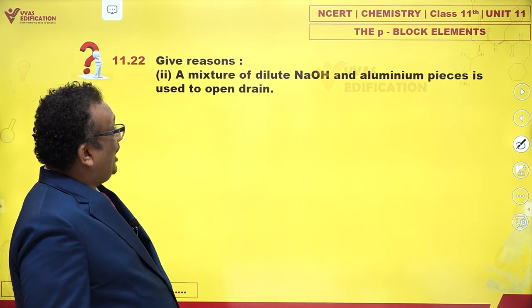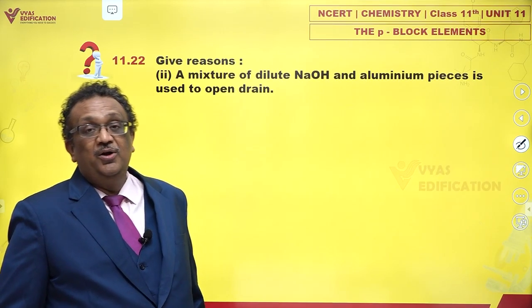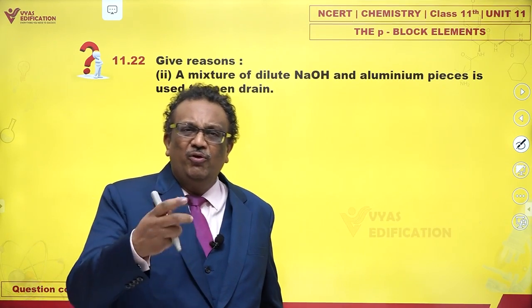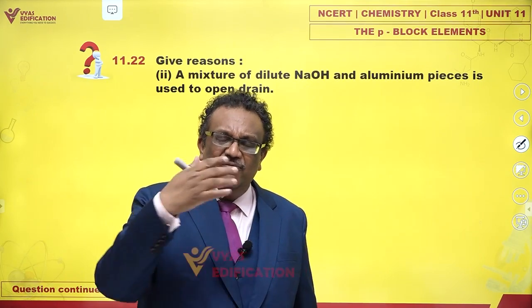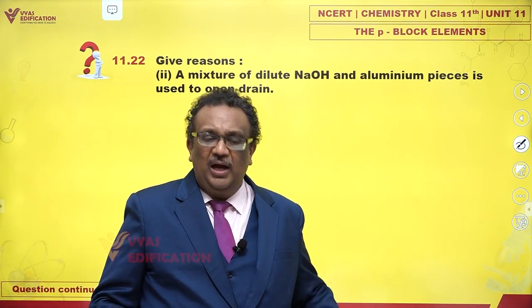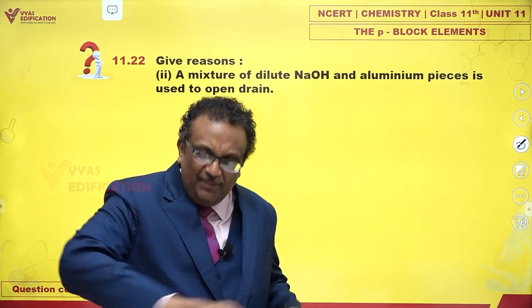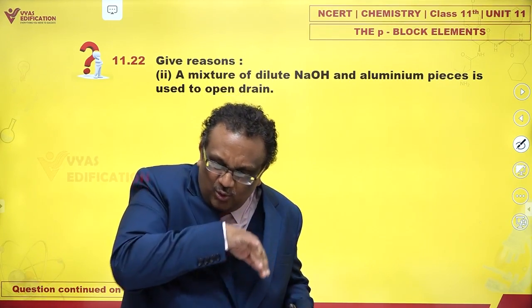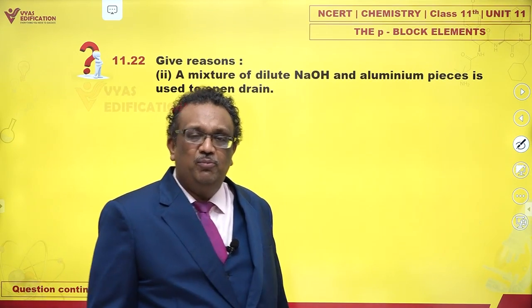Fantastic. A mixture of dilute NaOH and aluminium pieces is used to open drains. You would find that there are drains which get choked. A lot of different stuffs are often drained out, and sometimes there is choking. Choking means something is stuck within the pipes and somebody actually has to go and push them, and there is no way you can actually go inside a pipe and push it.